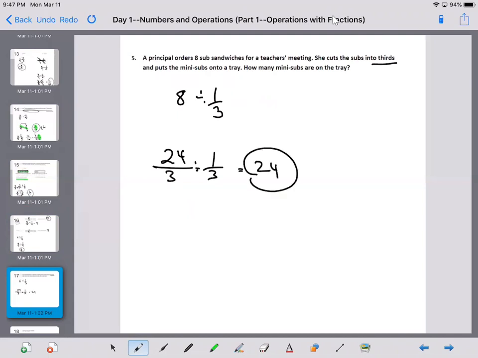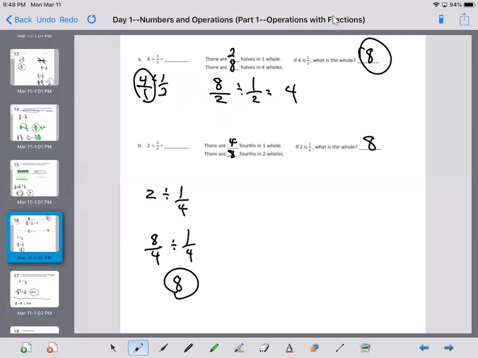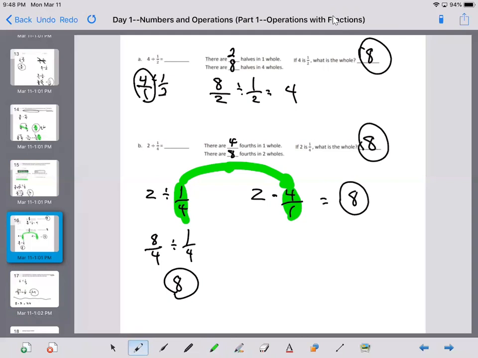Another way to do this is using your reciprocal. And so 8 multiplied by 3 would also give you 24. We can look at that as the ones in the previous one. So 2 divided by 1/4. Our reciprocal would be 2 times 4 over 1. Notice I'm taking the reciprocal here. The reciprocal of 1/4 is 4. So 2 times 4 would give me 8. So I still get the same answer.